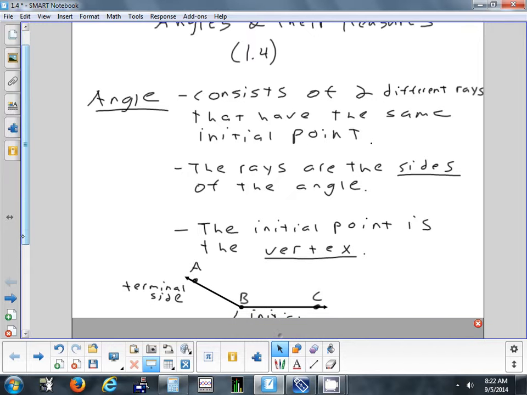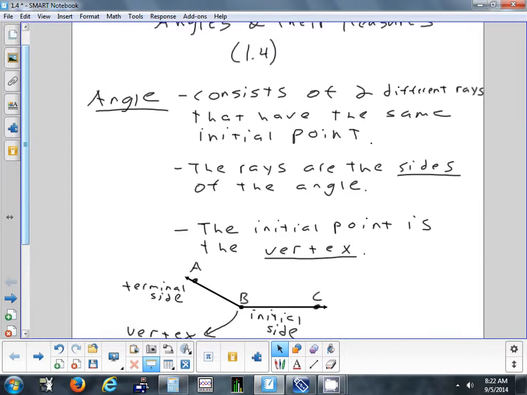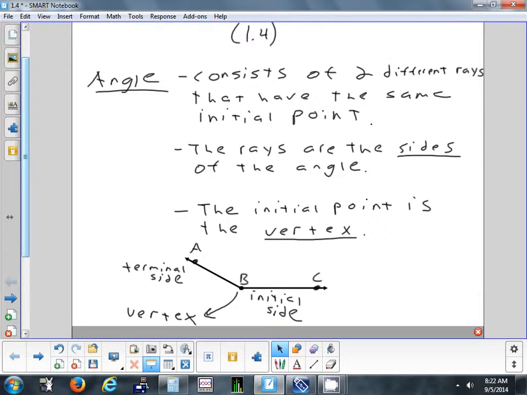Okay, so here's an example of an angle. B is the vertex. Ray BC, that's the initial side. And ray BA is the terminal side.